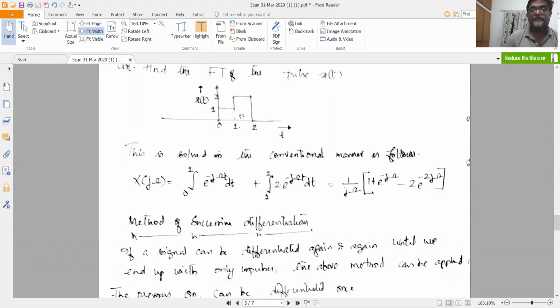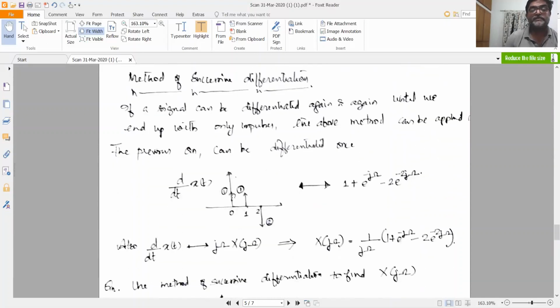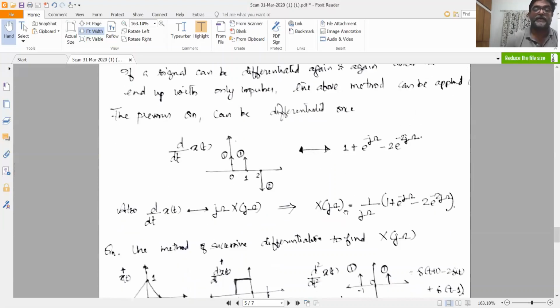So if you take the derivative of this signal, what is the derivative? This would be a delta t. Here again you have a delta t, and here you have minus 2 delta t. So d by dt of x of t is delta t plus delta t minus 1 minus 2 delta t minus 2. Delta t is Fourier transformed to 1. Delta t minus 1 is Fourier transformed to e raised to minus j omega. And minus 2 delta t minus 2 is Fourier transformed to minus 2 e raised to minus 2j omega.